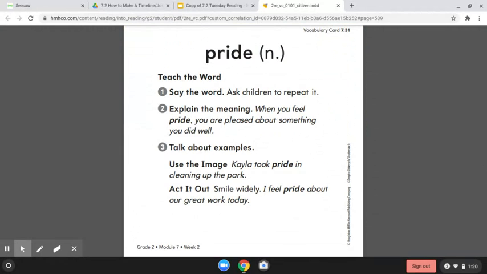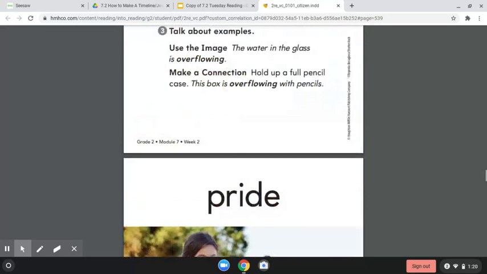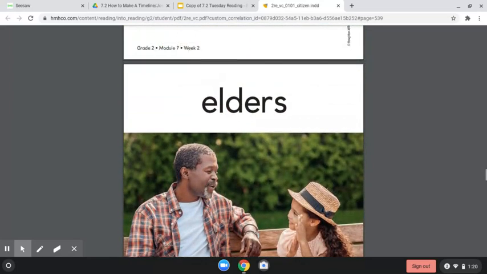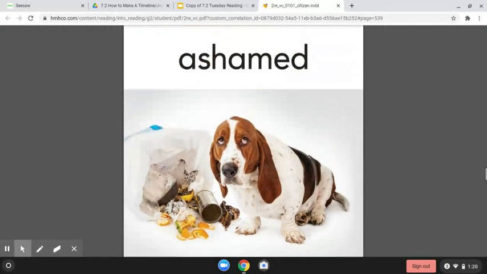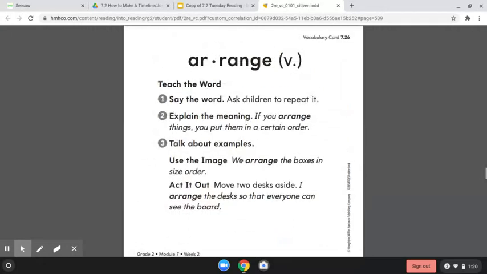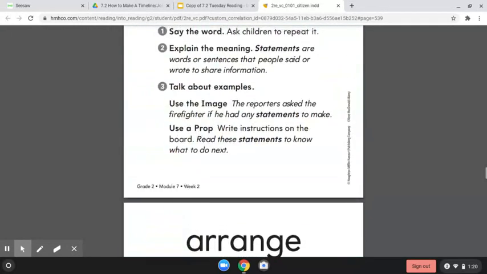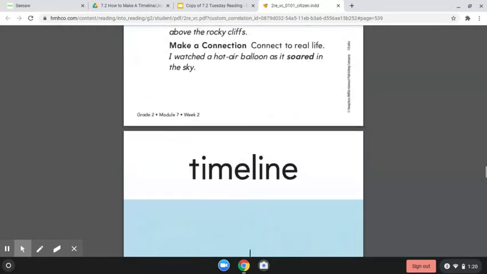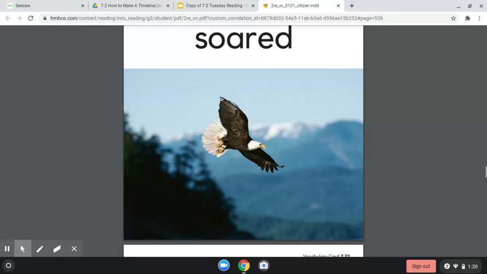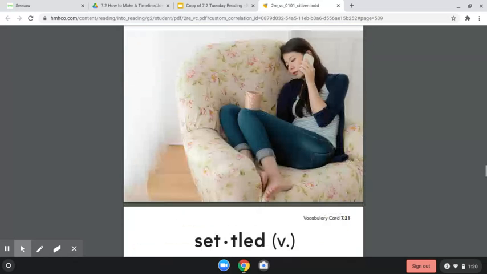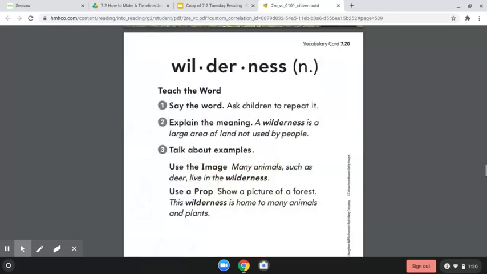So these were our vocabulary words for this week. We have pride, overflowing, elders, ashamed, current, arrange, statements, timeline, soared, vanishing, settled, wilderness.